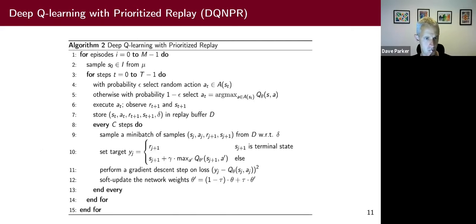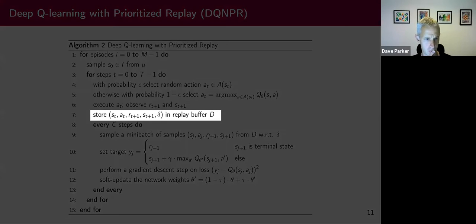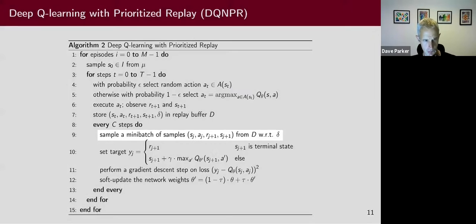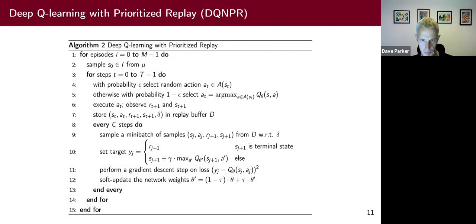In the algorithm, that change is rather small. We store the priority delta along with the observation in the buffer and sample from the buffer according to said priority. So now that we had a look at the algorithm we are about to extend, we can start with some definitions or notations we will need.